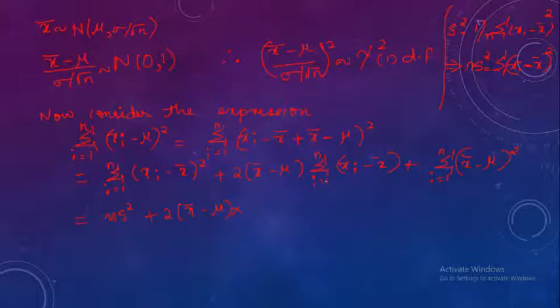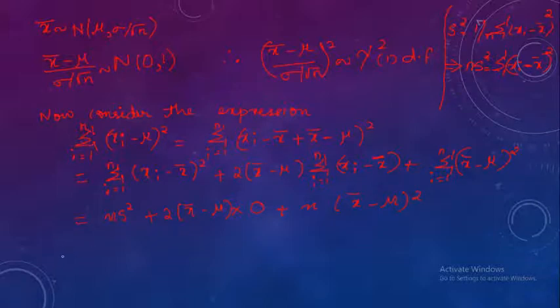What is this? This is a property of arithmetic mean. I hope you have studied this in your first semester. What does that mean? The sum of deviations of each observation from your mean is equal to 0. So using that property, this term is 0 and hence the whole middle term will become 0. Plus, what about this? This is n times x bar minus mu the whole square.